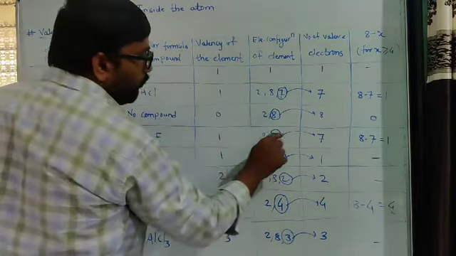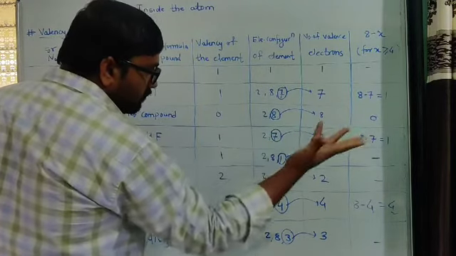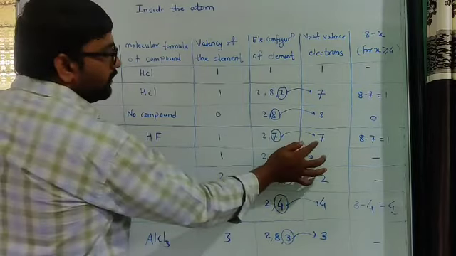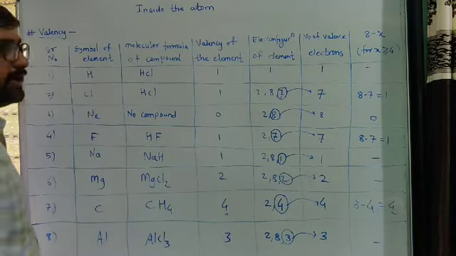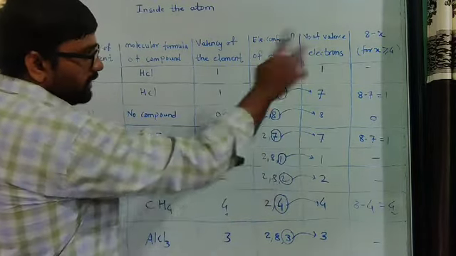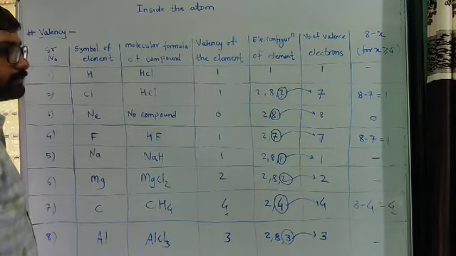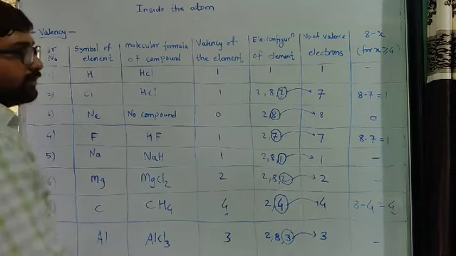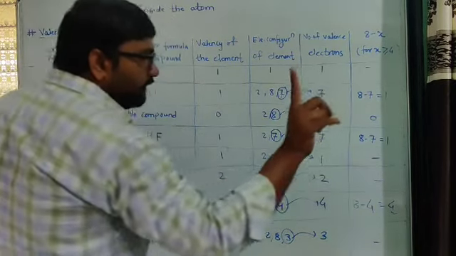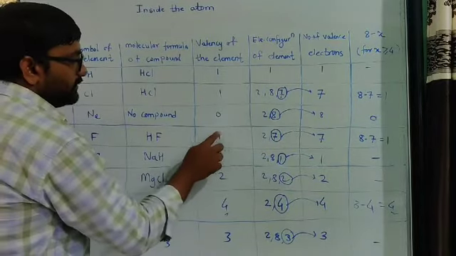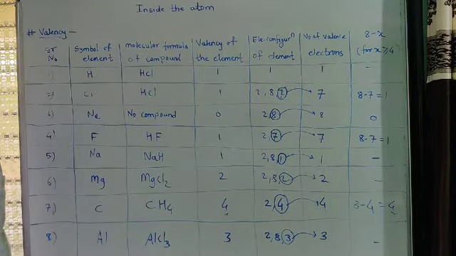Look at the number of valence electrons. Valence means outermost, where the electrons are, how many here? 7. So 7 electrons are in the outermost shell. Now 7 is a number greater than 4, so we have to use the formula 8 minus x. So 8 minus 7 will be equal to 1. So that is why 1 is the valency of this fluorine atom.